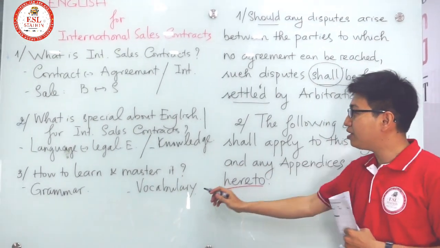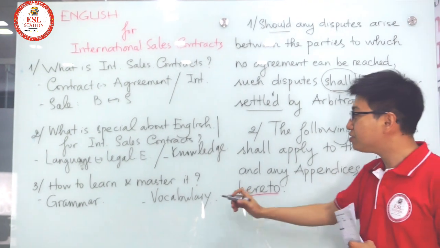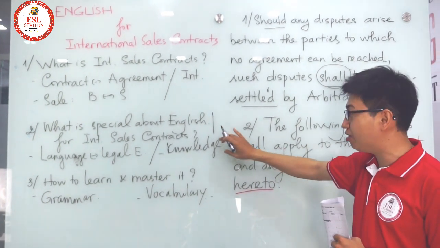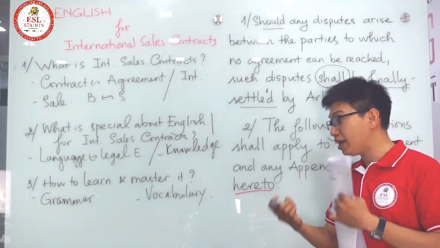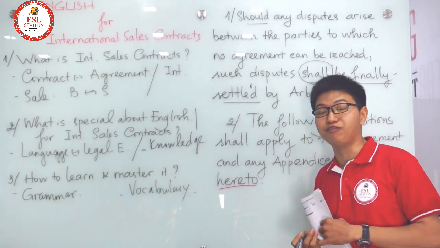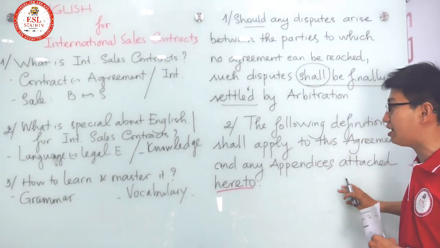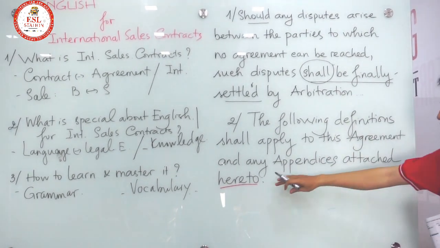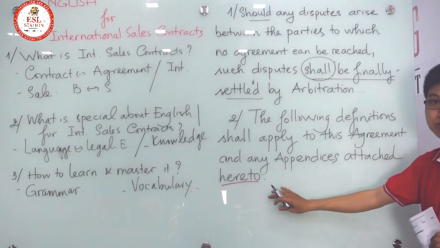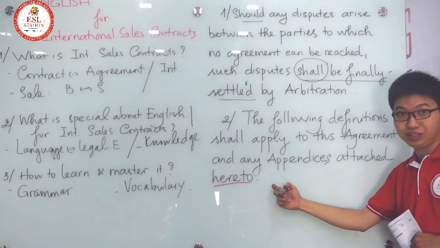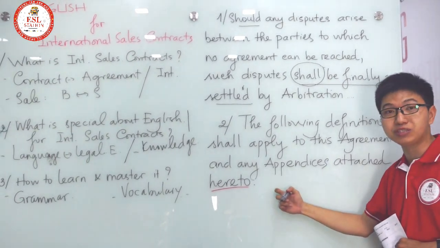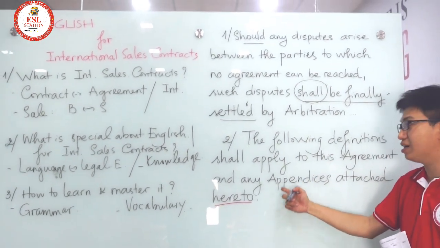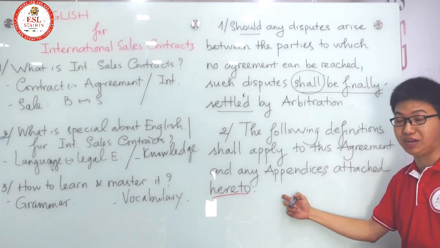So the next point is about vocabulary. In order to master the vocabulary in the language of international sales contracts, you should remember that there are at least two kinds of vocabulary to be used. Have a look at the second example: "The following definitions shall apply to this agreement and any appendices attached hereto." I have this word underlined just to show that in international sales contracts, it is very common for the composer to use archaic, or old traditional, words.